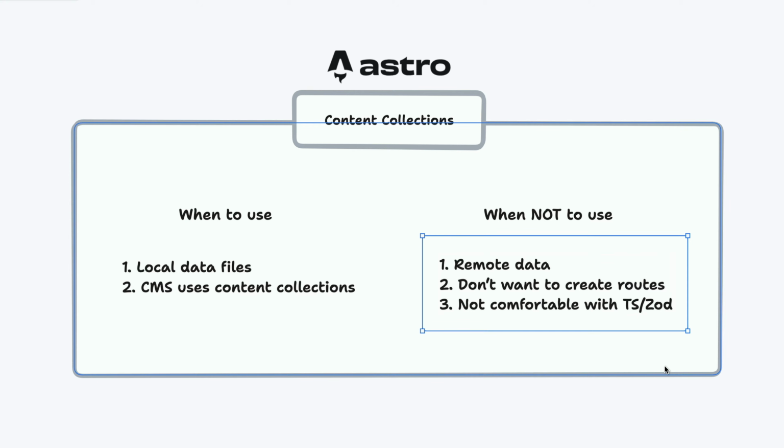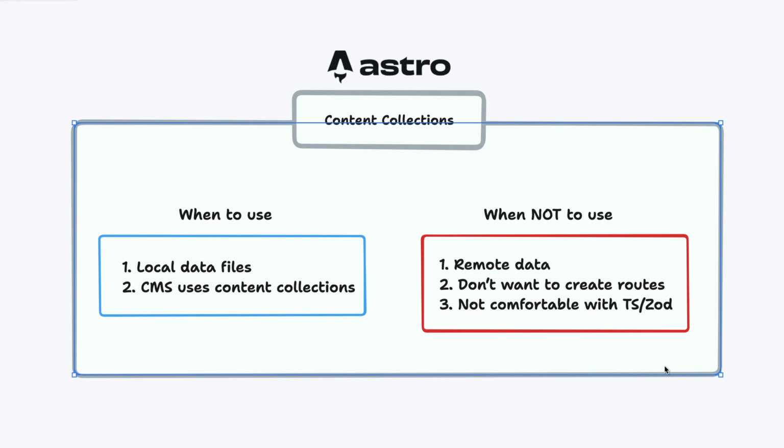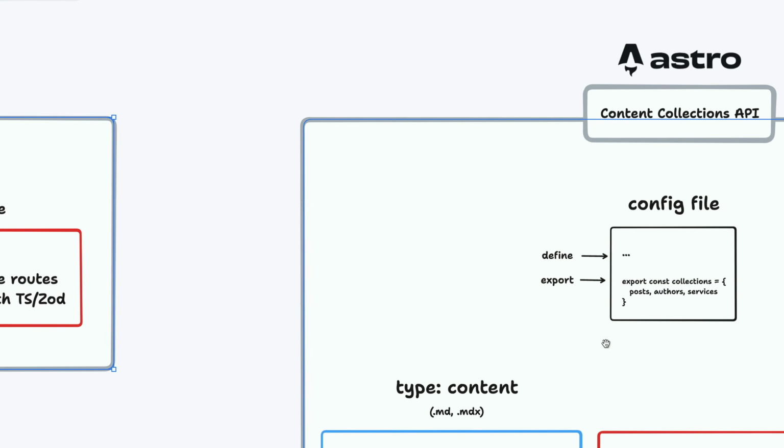Even if you don't know a ton about it, you can very quickly get up to speed and do everything you need to do to use content collections and nothing more. So this is how you'd use it, when you'd use it, when you would not use it. How does it actually work in practice? That's what I want to look at next.